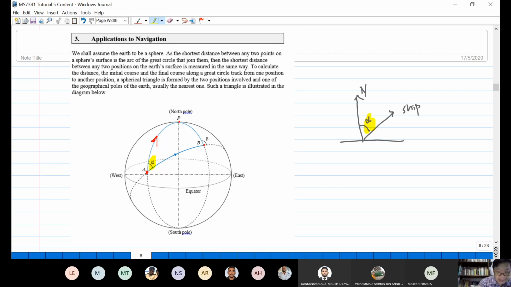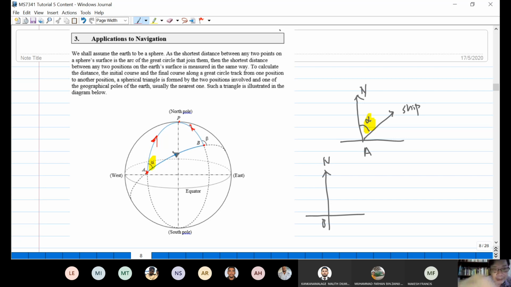Alpha is the bearing of the ship, right? This is another view of the situation. On the other hand, you can look at it as the ship moves this way, then reaches the point B. At the point B, you also have a direction to the North Pole. So this is the direction to the North Pole again.